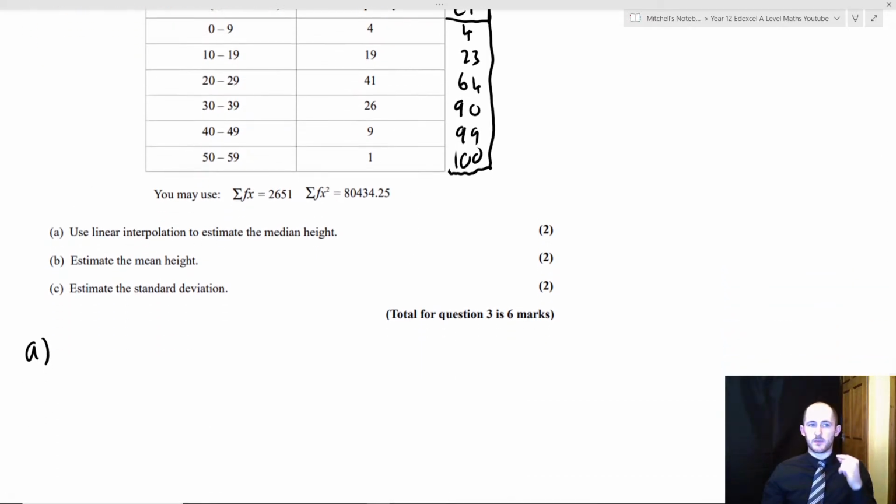Use linear interpolation, where we're going to do the exact same thing we did before. What we're going to do is, for the median, we do 100 over 2. We're looking for the 50th value, which we can see is in this class here, which is in the 20 to 29 class.